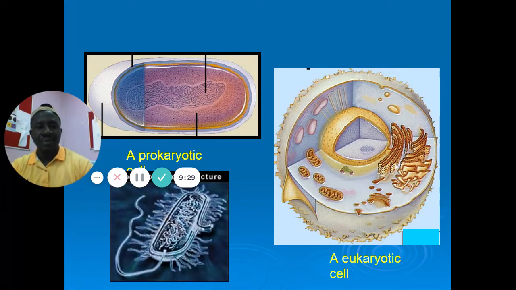For example, if you look at this cell, you see it has a lot of details. We have this compartment here, we have this compartment here, we have different independent structures here, but all are found in one cell. So that means this cell is compartmentalized. It has different compartments where we have different organelles located in different regions.